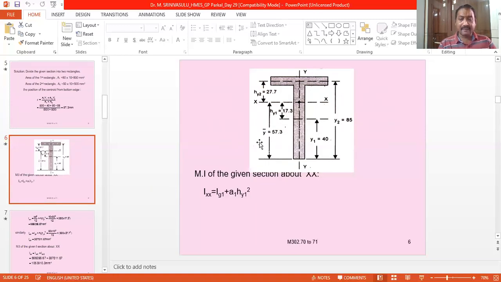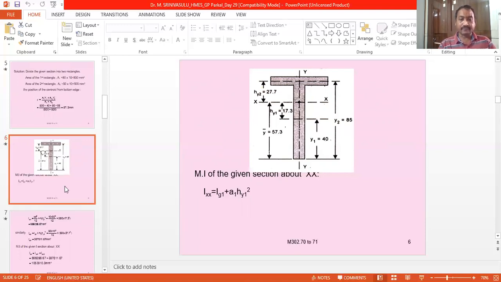Similarly, here the difference between the y bar and y2: y2 is more, y bar is less. So hy2 is equal to y2 minus y bar. So that is 85 minus 57.3, so it is equal to 27.7. So like this we have found hy1 and hy2.